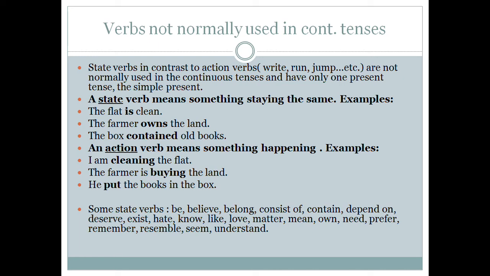Examples: the flat is clean. Is, verb to be, is a state verb. It describes a case, a state. The farmer owns the land. The farmer has a land. Owns means has a land. It's a state verb. The box contained old boxes. Contained is also a state verb.